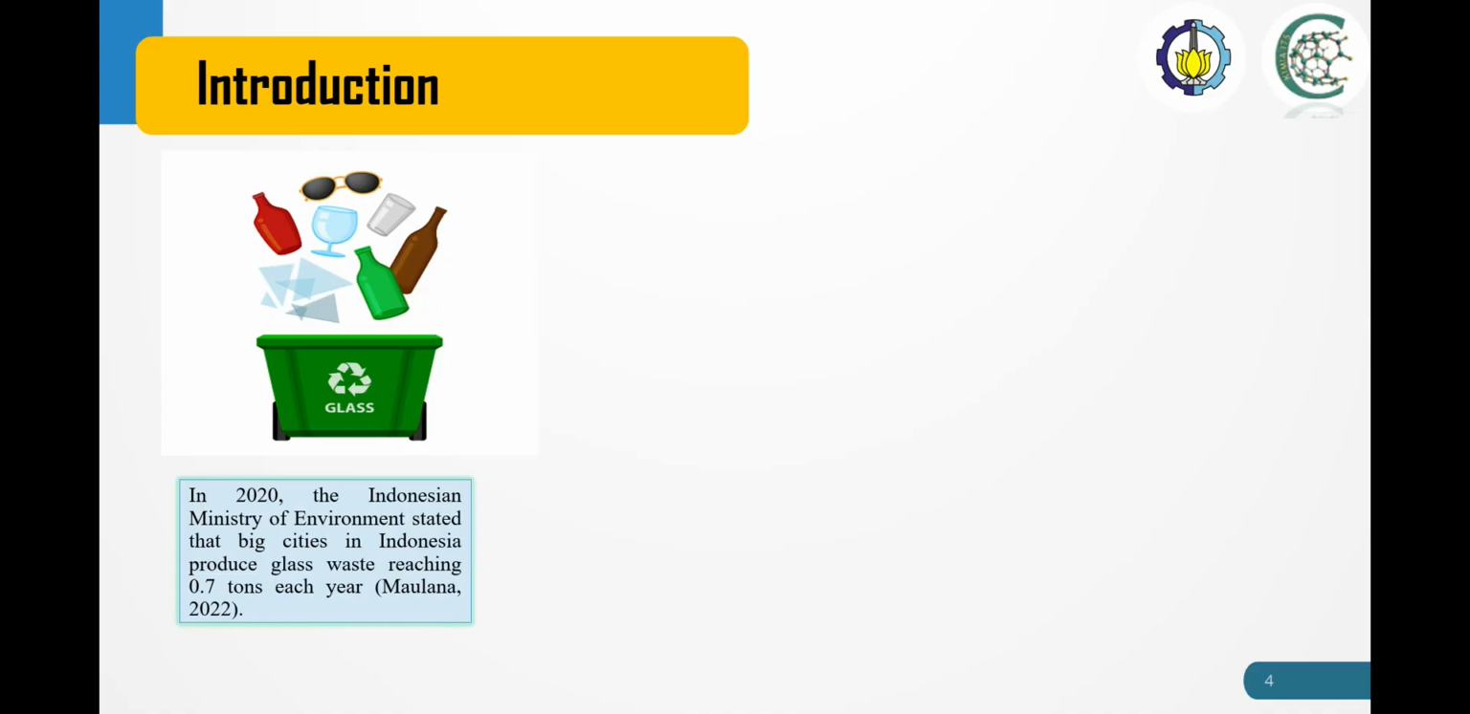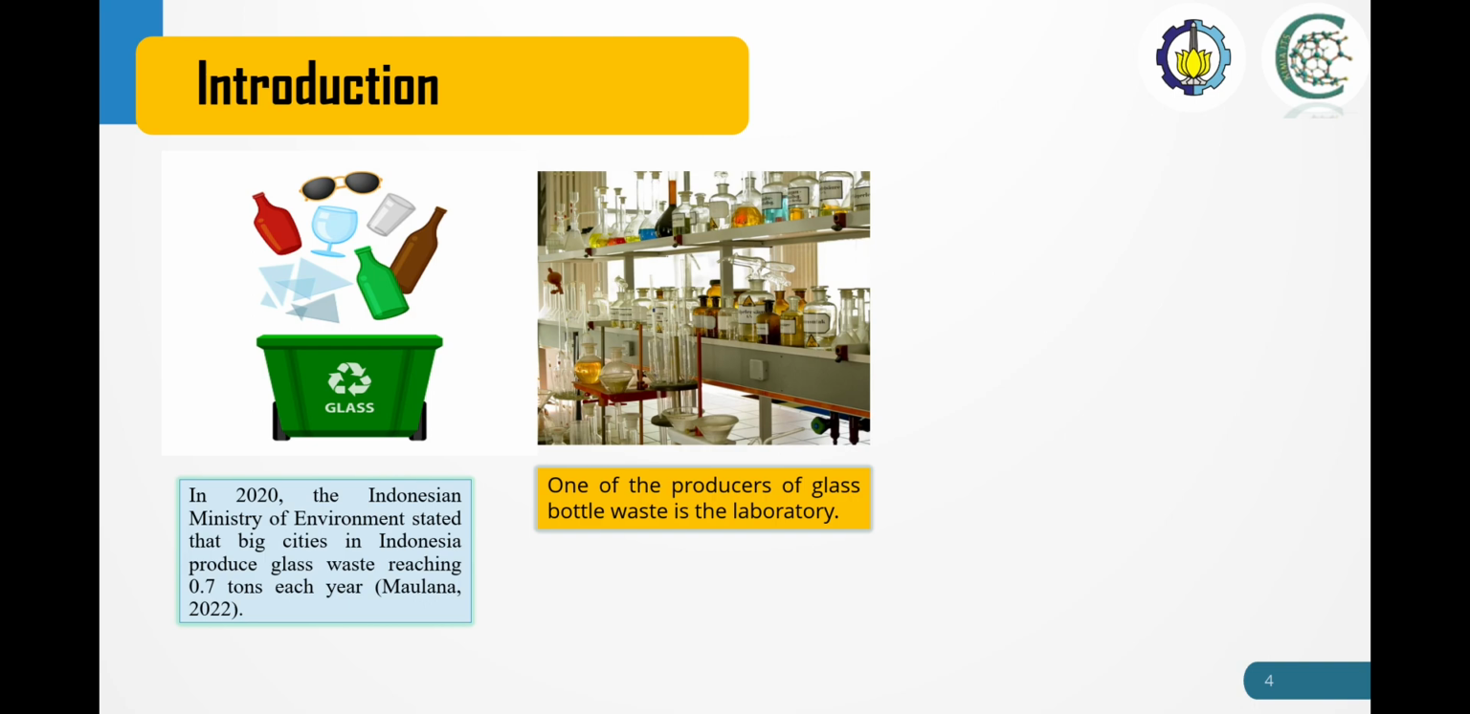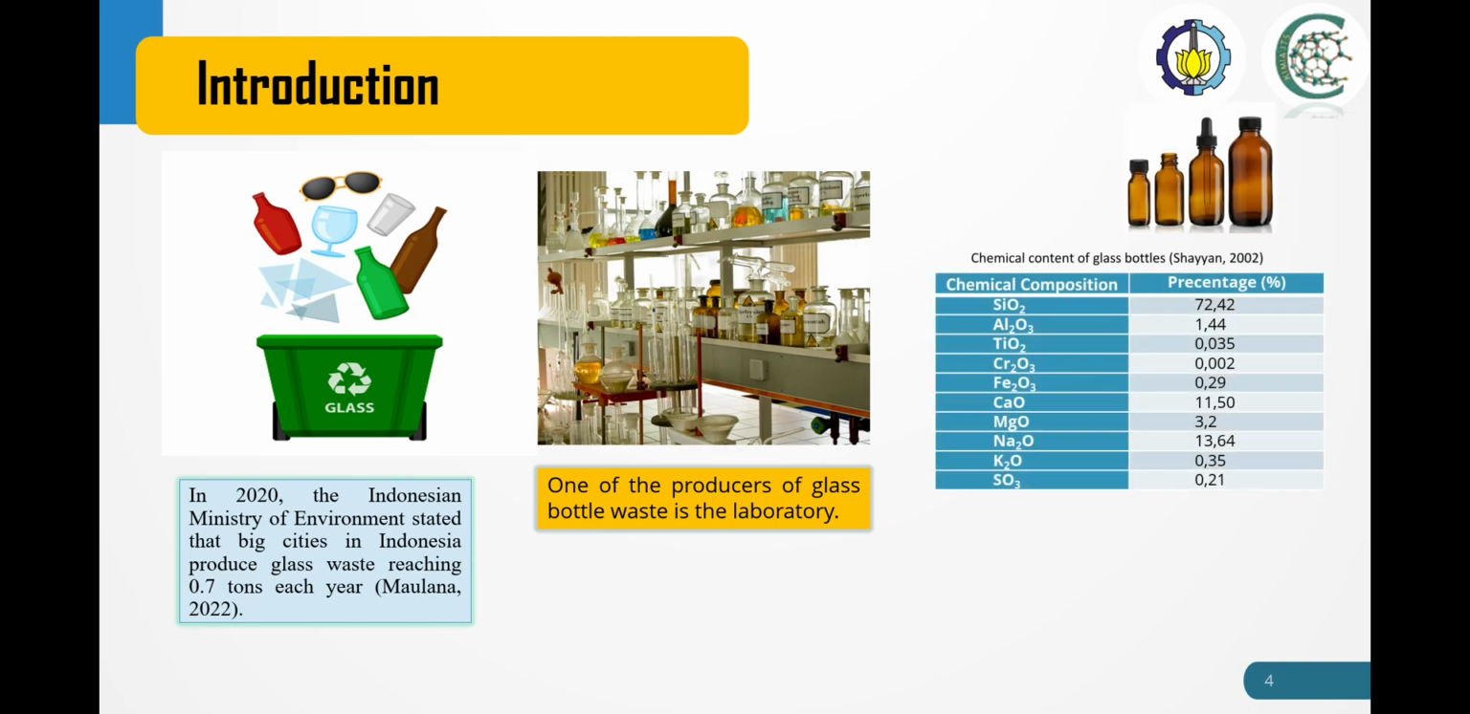Introduction. In 2020, the Indonesian Ministry of Environment stated that big cities in Indonesia produce glass waste reaching 0.7 tons each year. The most dominant glass waste is glass bottles. Glass bottle waste can be found in our environment. One of the producers of glass bottle waste is the laboratory.